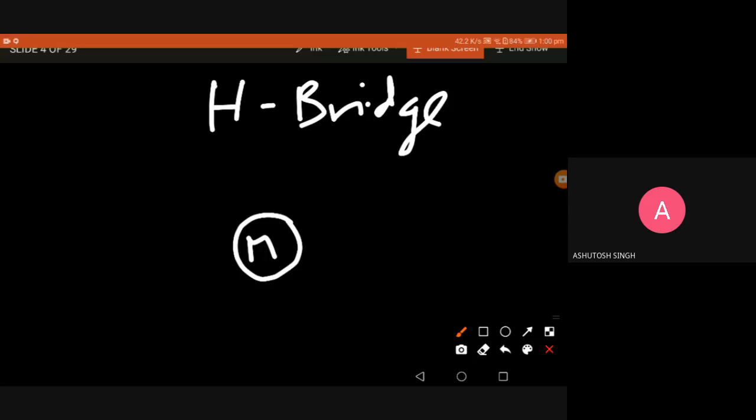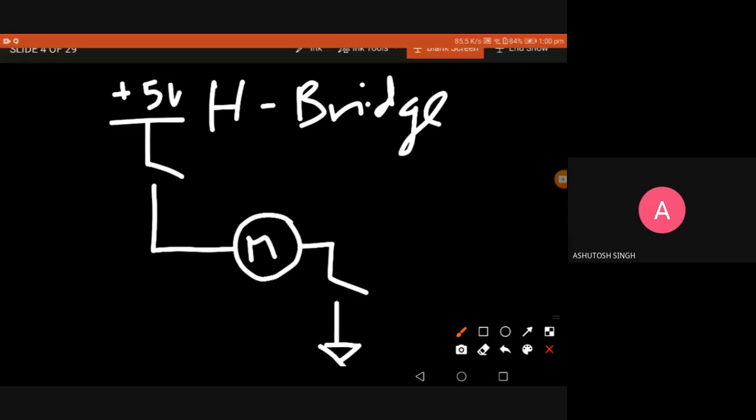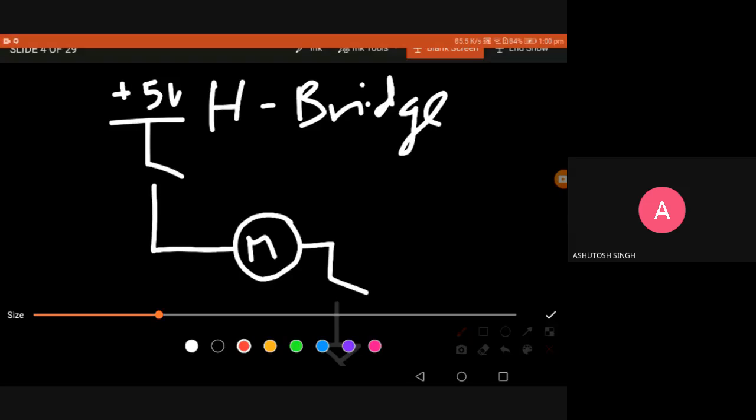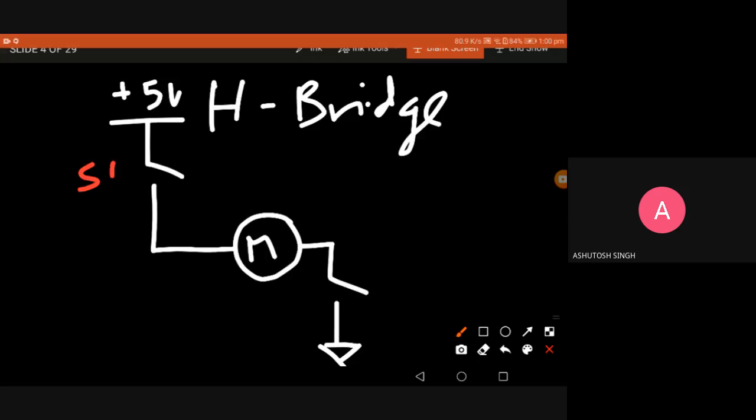I think I already discussed this some time back. There is a motor, and four switches are there. One switch like this, to ground. This is plus 5 volt. Now, I name these switches S1 and S2. When S1 and S2 are on, you know the current is flowing in which direction? Current will be flowing in this direction, that is left to right. So the motor is rotating. Net effect, the motor is rotating, for example, in the clockwise direction.